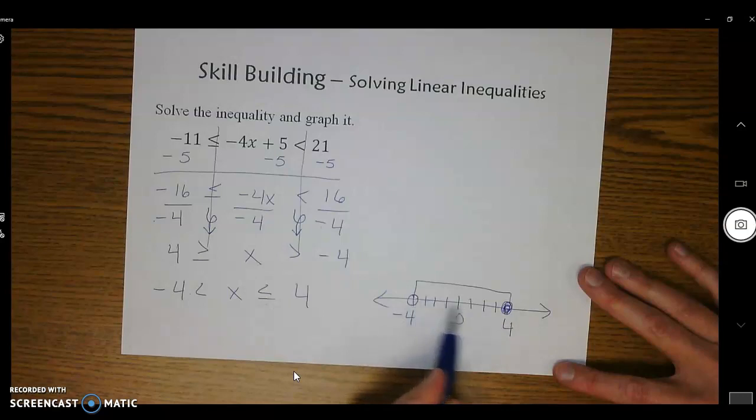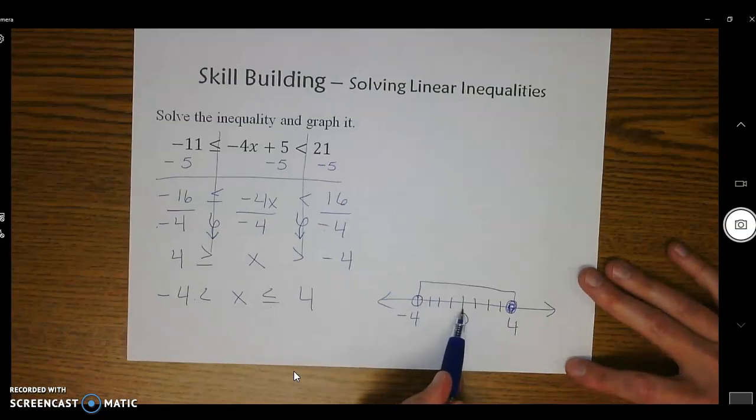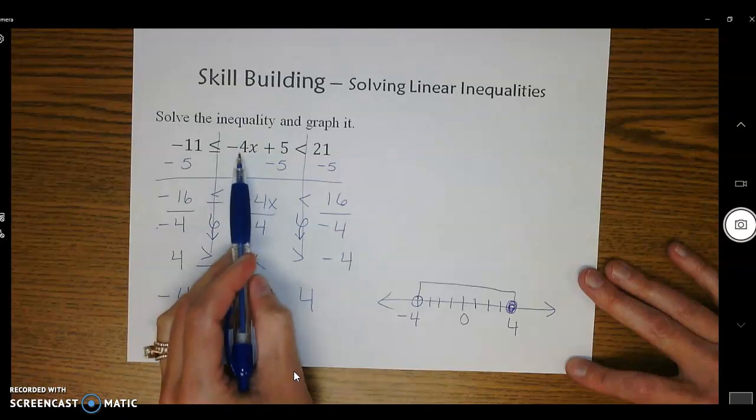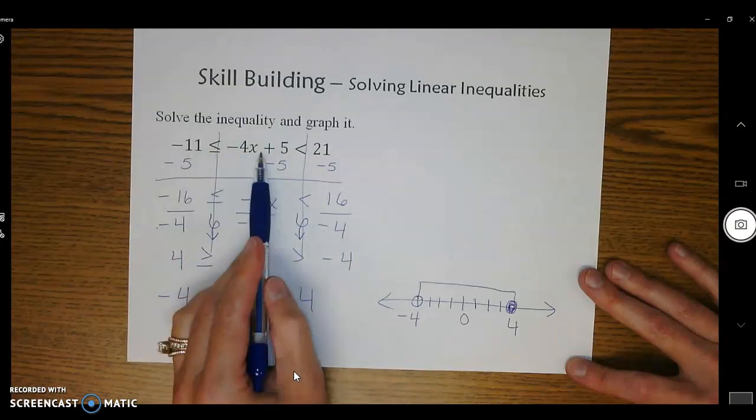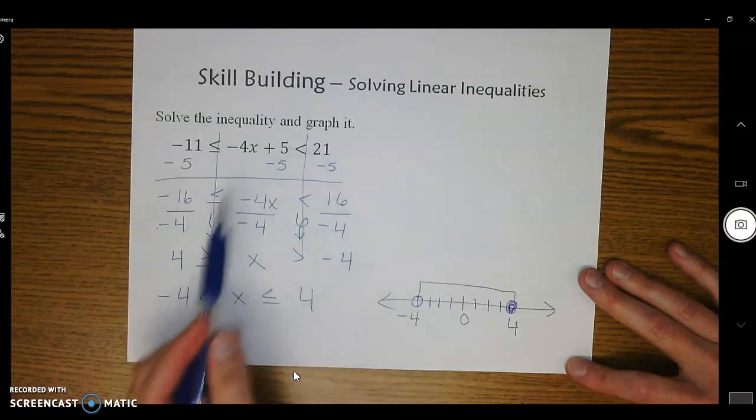Again, if I pick in between here, I like picking 0. 0 is the easiest to do math with. 0 times -4 is 0, plus 5 is 5, so this is 5. -11 is less than 5, yes. Which is less than 21, yes, it works.